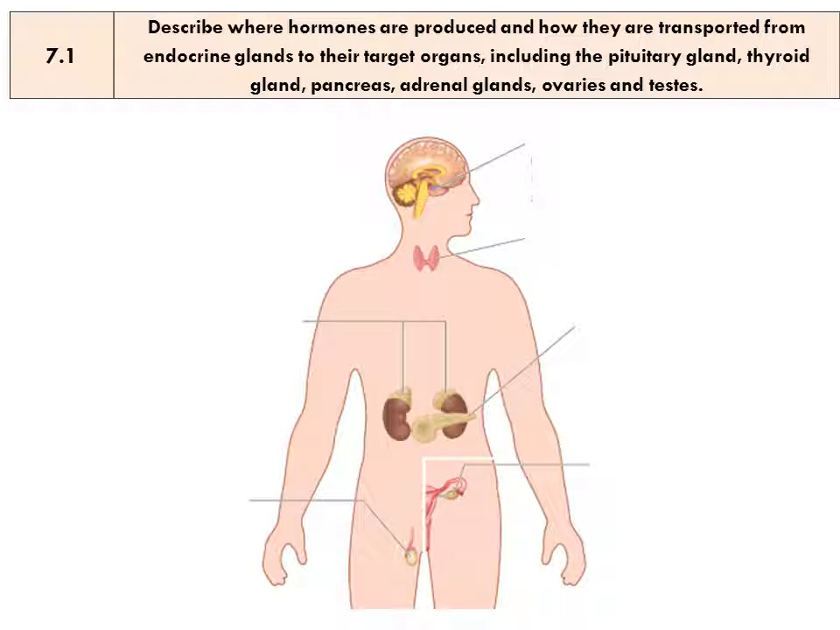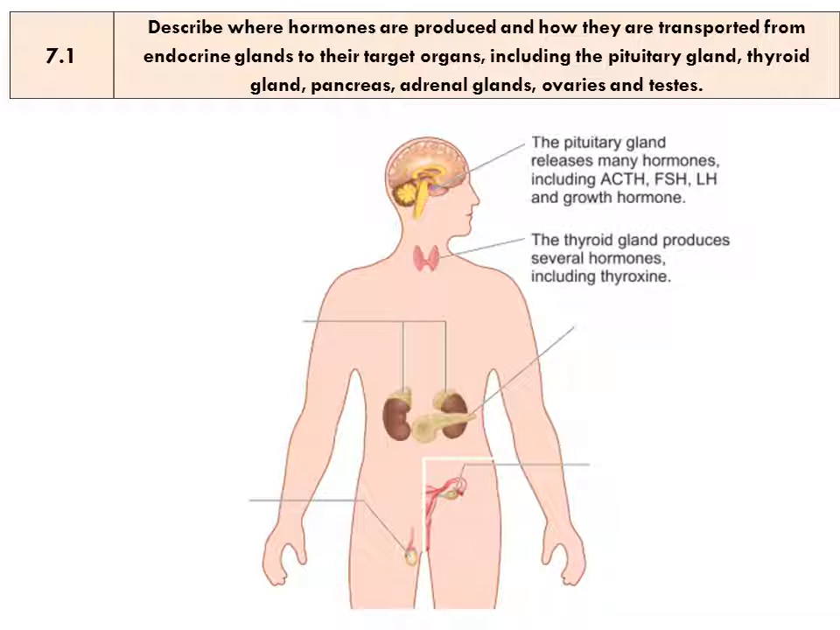For this lesson, you need to know a few specific examples of endocrine glands. Firstly, we have the pituitary gland. This is in the bottom part of the brain and releases loads of hormones. The ones we need to focus on are growth hormone, FSH, which is follicle stimulating hormone, and LH, which is luteinizing hormone. And we'll look at those in following lessons.